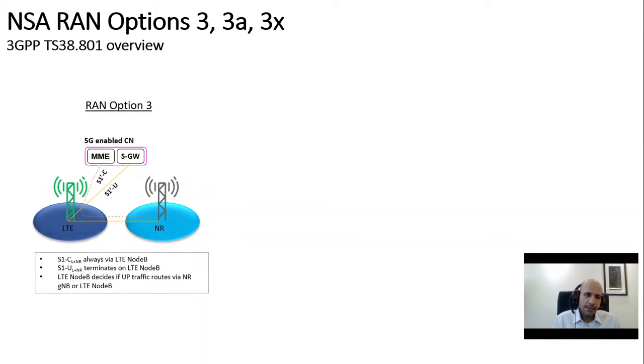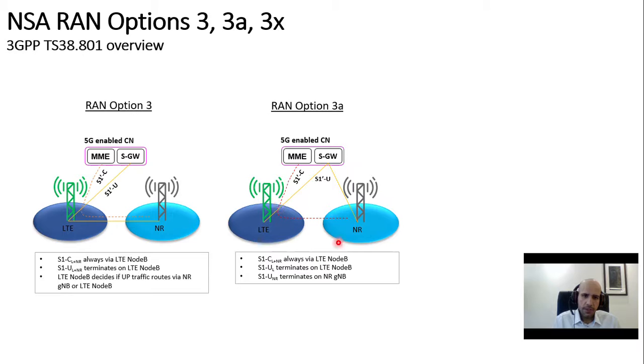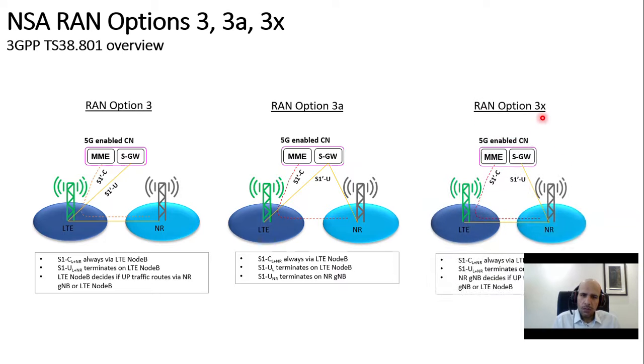But we have Option 3, which you can see here, where the control plane of the NR and the user plane both go from the LTE master eNode B to the core part, the EPC. We have the 3A option, where the control plane goes from the LTE part, but the user plane of the NR is directly connected to the EPC. And the 3X option, where the control plane goes from the LTE, but the LTE user plane will also go from the NR, and the NR user plane is directly connected to the EPC.